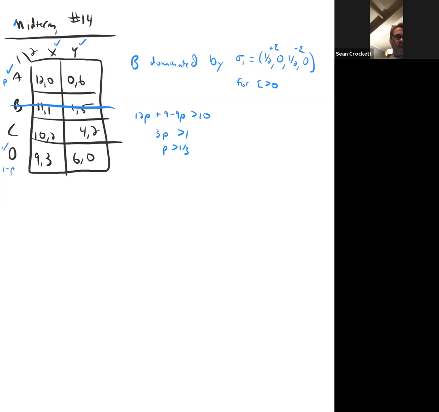The other column gives us 0P plus 6 minus 6P greater than 4, which means that 6P has to be less than 2, so P less than 1/3. But it's not possible to have P be both greater than 1/3 and less than 1/3. So C is not dominated. But getting rid of B was a very important step.